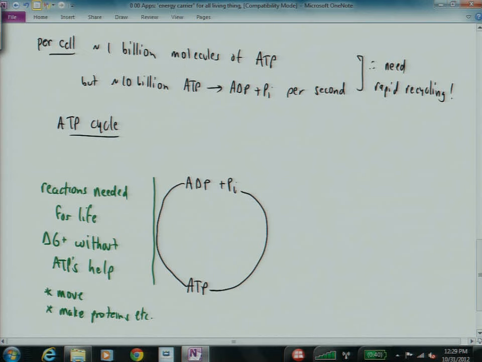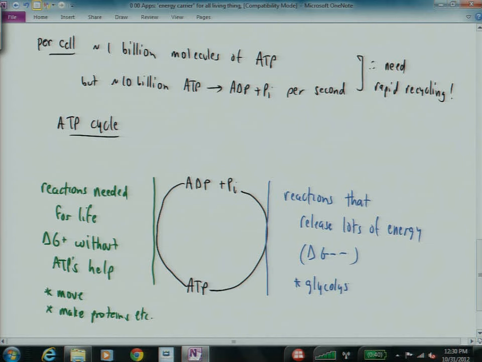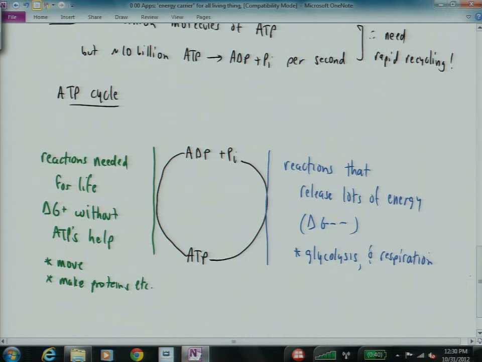And then on the other side, there are some other reactions. These are reactions that release lots of energy. That is, their delta G is a big negative delta G. There are things, we're going to talk about them in a minute, glycolysis and respiration. And basically there you burn food to get energy.